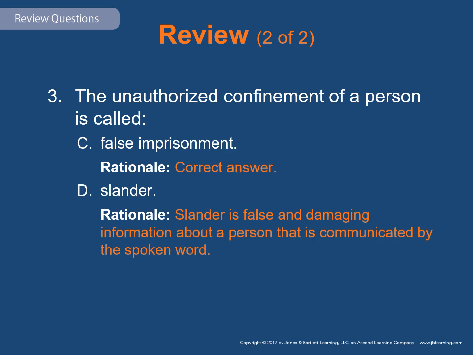C, false imprisonment. That's the correct answer. False imprisonment is the unauthorized confinement of a person. And D, slander is incorrect because slander is defined as false and damaging information about a person that is communicated by the spoken word.